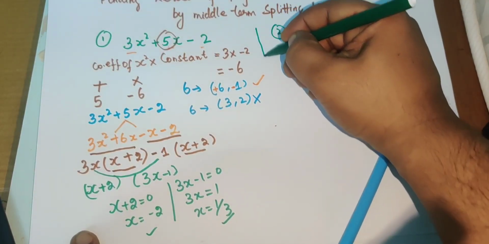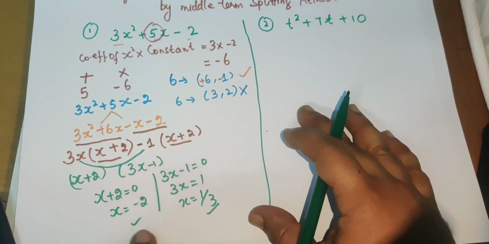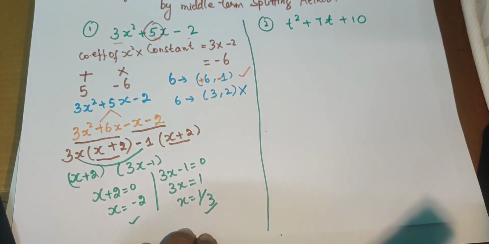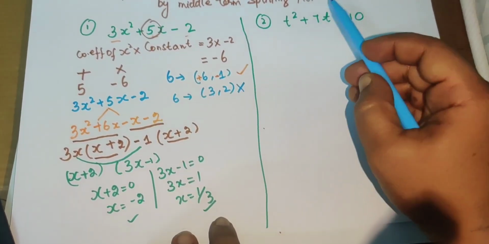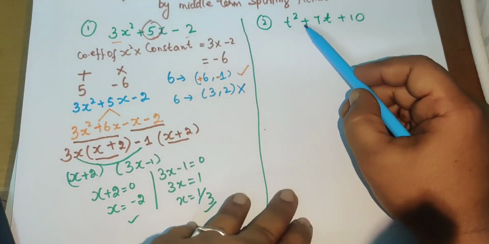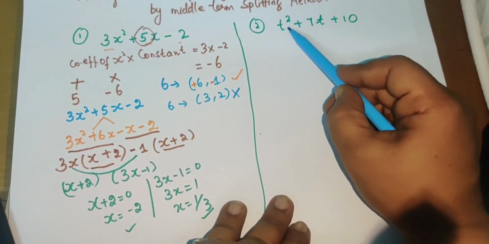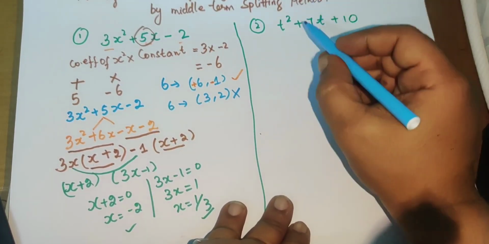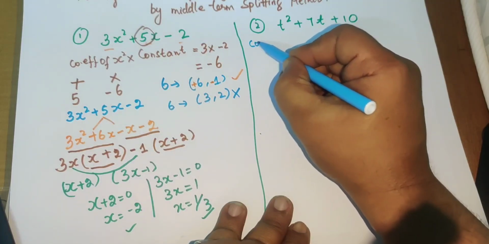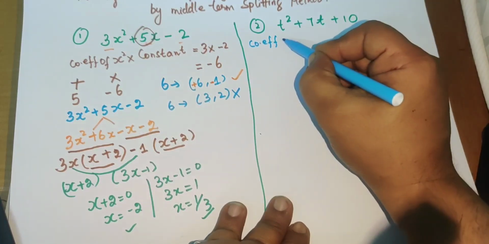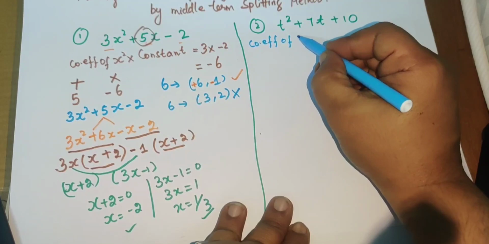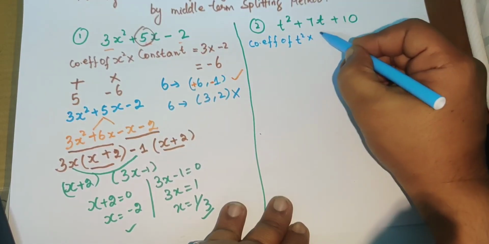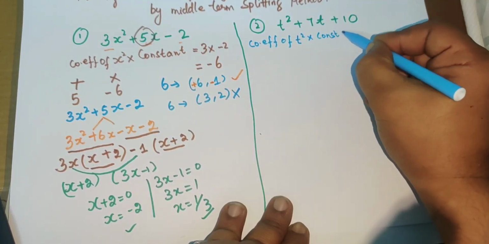Similarly, we can go for one more question to make you fully understand. Okay, let us go for this question. You can see that t square plus 7t plus 10, right? What is the first step? We have to get the coefficient of t square, since the variable here is t, multiplied by the constant.